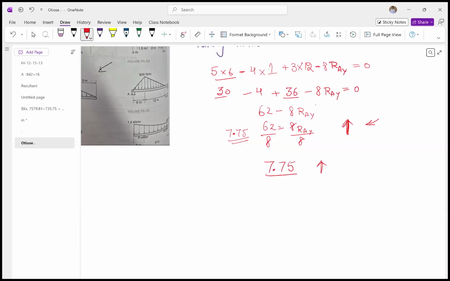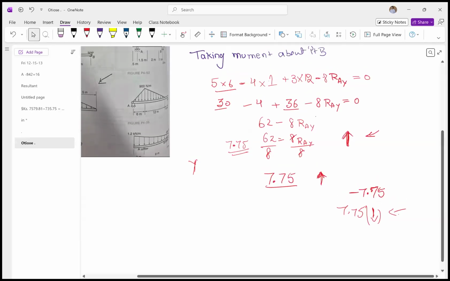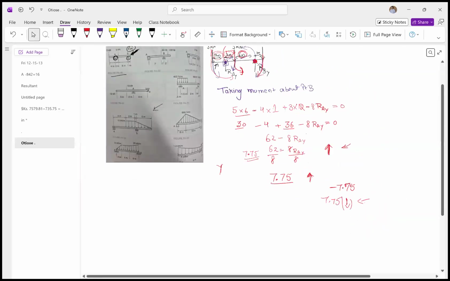So direction, I've taken it as up because it's in the y direction. So y direction can have upward or downward direction. If it was negative 7.75, I would have written it as 7.75, negative means down, like this. Okay, so there are marks for the directions in the test. So please make sure you put the directions carefully in the test.